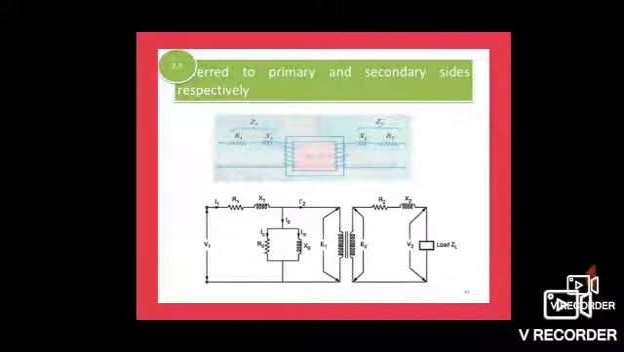Let us see the equivalent circuit of a transformer on load, referred to the primary and secondary sides respectively. The transformer has a primary winding and a secondary winding. The primary winding impedance is denoted by Z1 and the secondary winding impedance is referred to as Z2. Z1 has two components, R1 and X1. Similarly, Z2 has two components, R2 and X2. That is, R is resistance and X is inductive reactance.